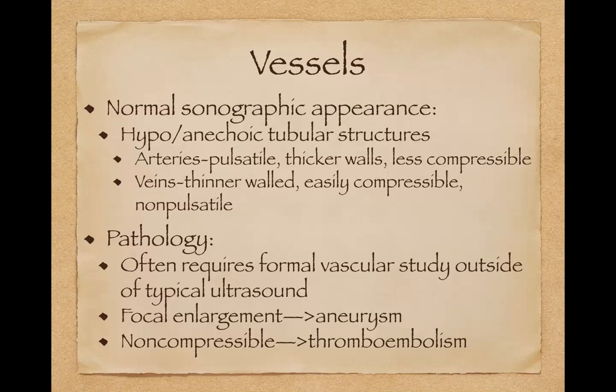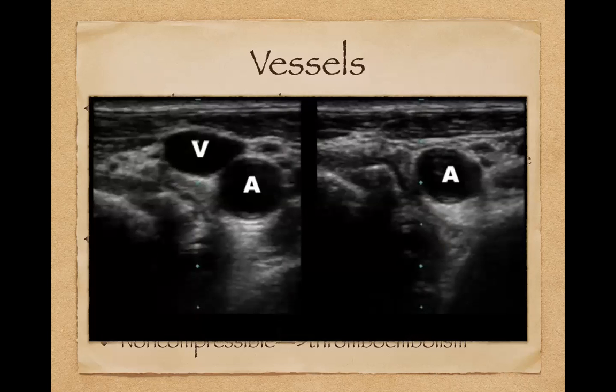Pathology often requires formal vascular studies outside of typical ultrasound, but a focal enlargement can indicate an aneurysm. And if a vessel is non-compressible, it may indicate a thromboembolism. And here's a picture of an artery and a vein. The vein is compressible compared to the artery.